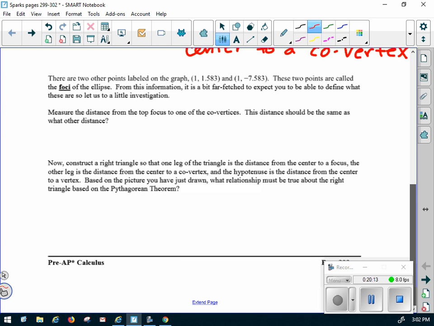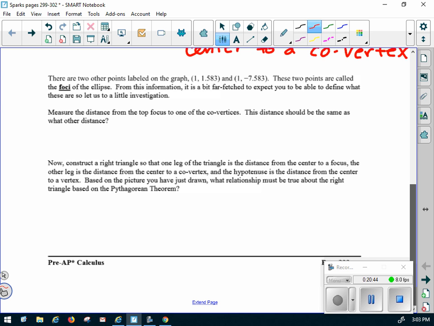There are two other points on that graph, and those are the two sweet spots. Would you give everybody a ruler for me? These 2 points are called the foci of the ellipse. Singular is focus. From this information, it's a bit far-fetched to expect you to be able to define what those are. So we're going to investigate.